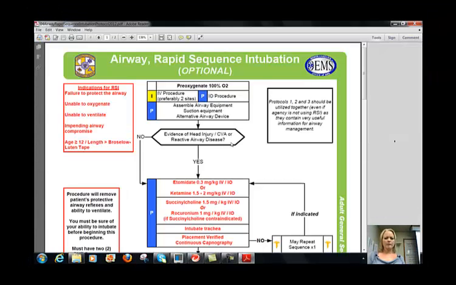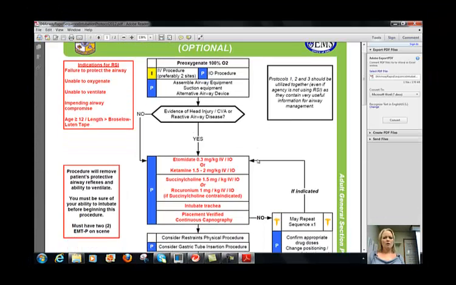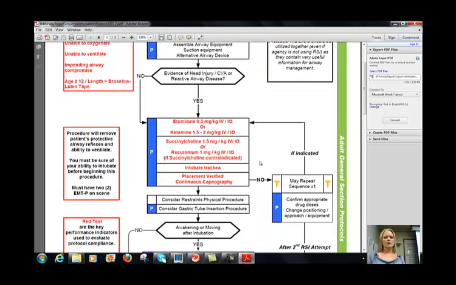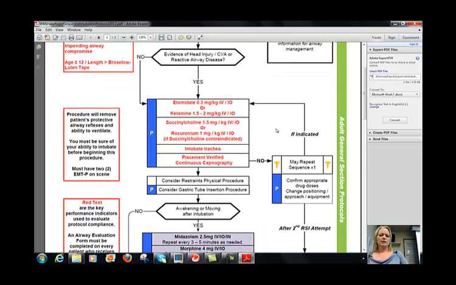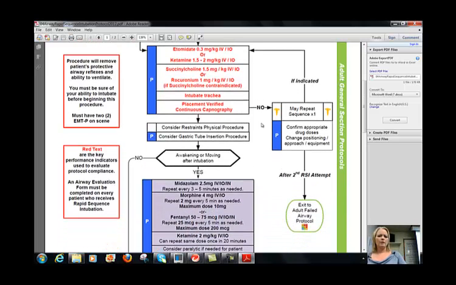All right, this is one everybody wants to see. So the RSI protocol now does have some changes on it, primarily to the medications that you're able to use for RSI. And some of this, well, all of this we went over in our medication class that we did. So on the protocol, you'll notice the white box. This is the difference between the white and the purple. The purple I'm able to modify, the white I'm not supposed to touch.